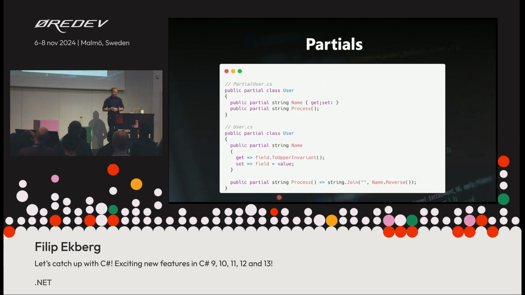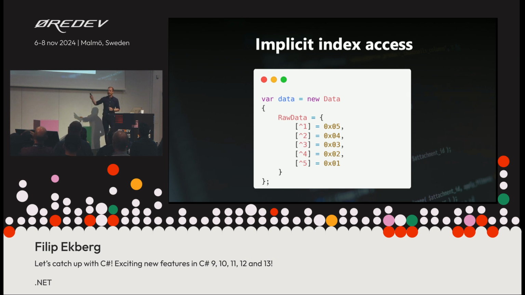The final feature of C# 13 is the implicit index access. So I can say here that I'd like to set the last element to 5. I'd like to set the second last element to 4. And I can do that as well. So this is a nice way of accessing those different elements.